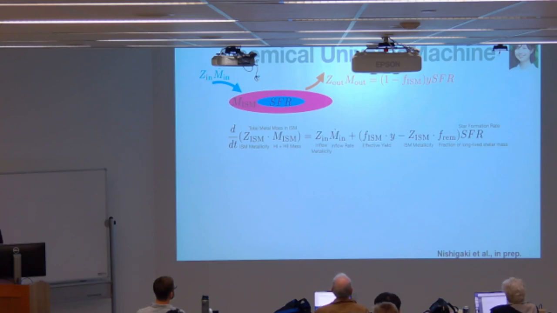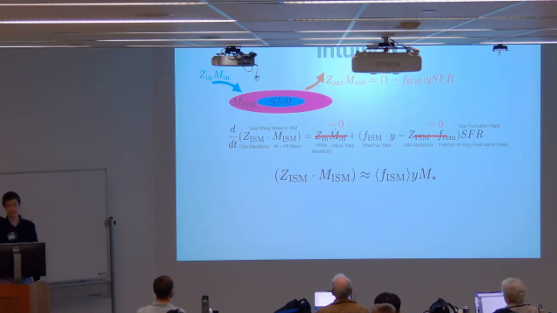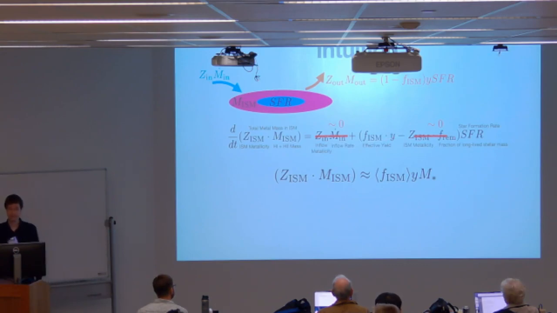There are a lot of terms here. I don't like a lot of terms. I always like simplifying equations. And so if I ask what are the most important terms in this equation, it's this one right here. So the inflow coming from the CGM or from the IGM is going to be much lower metallicity on average than in the ISM. And similarly, the fraction of stars to the total amount of gas is going to be small. So the amount of gas or metals locked up in the stars is also going to be small.